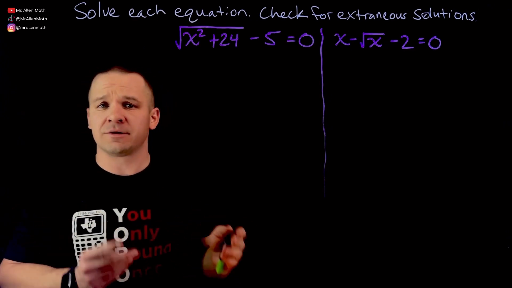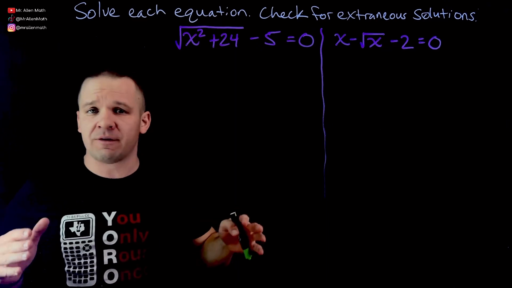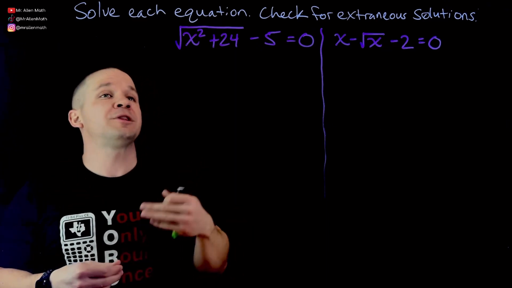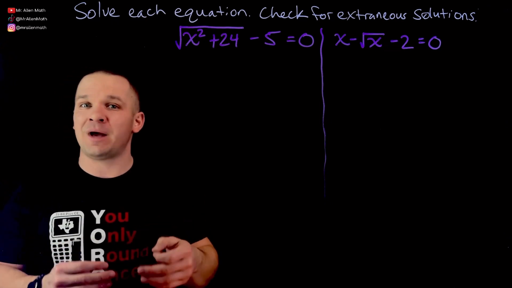So what are extraneous solutions? Well, they are solutions that you got through proper algebraic steps, right? You solved everything correctly. Nice work. But they don't work in the original problem. And that can happen when you're dealing with functions that have domain restrictions.